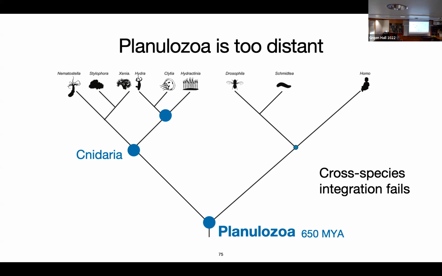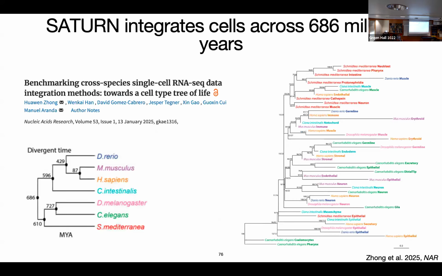Here, cross-species integration fails because there simply aren't enough genes universally shared across all these species, or the cell types are too divergent to successfully align without over-integration. It's important to note that this method is really new and there are still a lot of advancements to be made. So a 2025 paper by Janida uses a new cross-species integration method called Saturn.